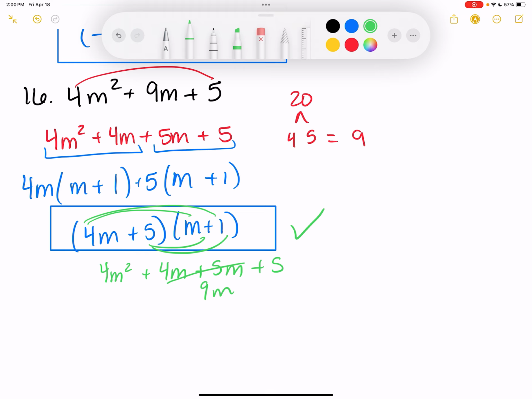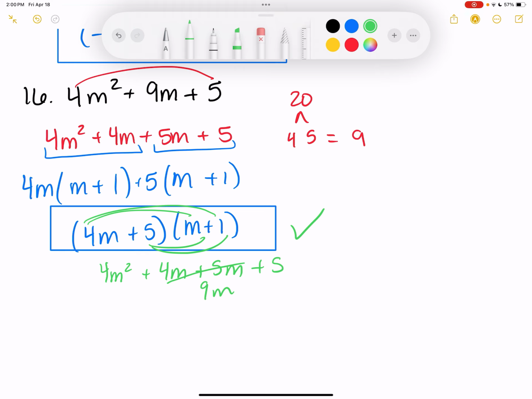Anyways, so we broke this up into, we took out a 4m, that left us with m plus 1. Over here I took out a 5, left us with m plus 1. So I ended up with 4m plus 5 and m plus 1. And I did go through and FOIL to check, just in case anybody didn't believe my answer. But it seems like we believe my answer, so that's good.